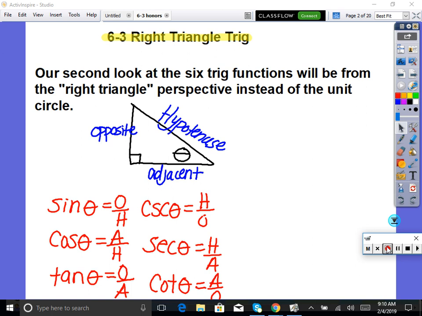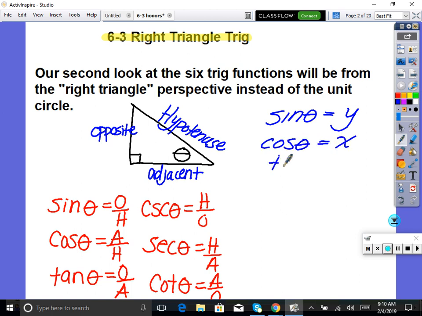Now yes, the unit circle is right triangle trig, but why in the unit circle? Remember, on the unit circle, isn't it true that sine of theta is always the y value? Cosine of theta is always the x value, and tangent is always y over x. This only works on the unit circle. Now why is that? Just to recall, isn't the hypotenuse always 1 on the unit circle, radius 1? So that's why we can assume this, but you cannot assume this on just everything. Only if it's on the unit circle.